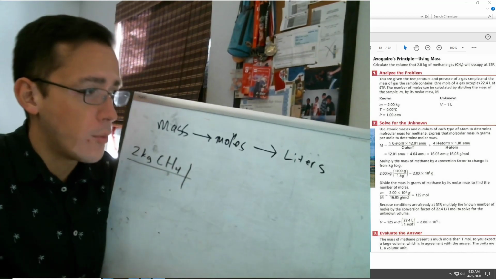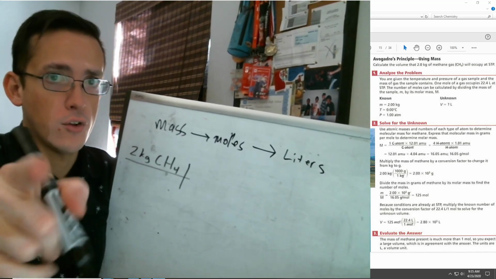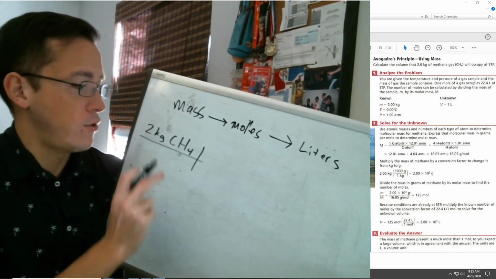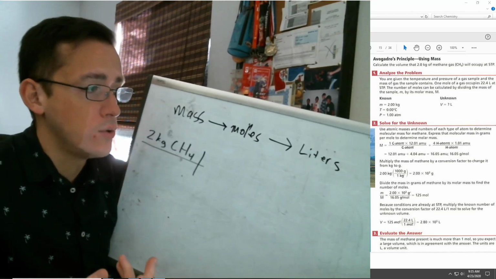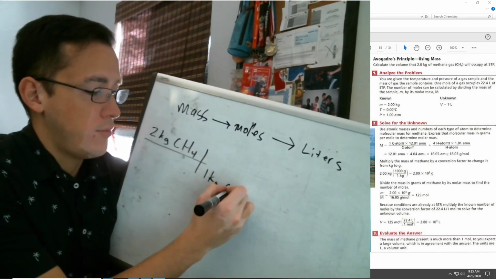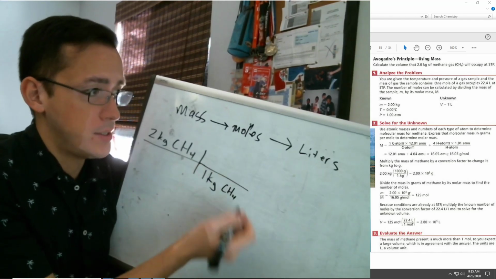So I want to go from mass to mole. The problem is if I use molar mass, like all of you should be saying right now, molar mass is in grams, not kilograms. So first, let's convert this to grams. And the way we do that, well, for every 1 kilogram of methane, how many grams is that? 1,000.